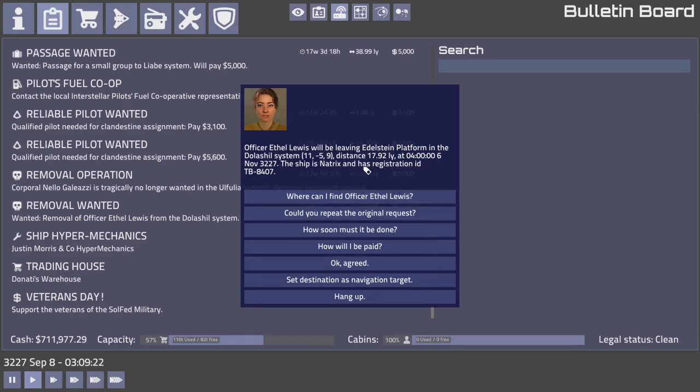The Dolashiel system. Distance 17.92 light years, at 4 a.m. on 6 November 3227. So September, October, November. We've got two months to get there. The ship is a Natrix and has a registration ID, TB8407.